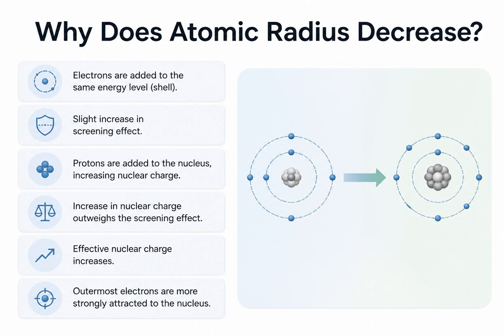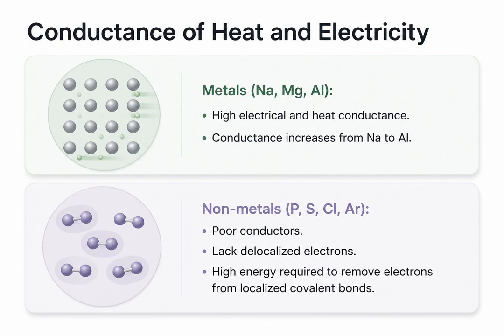As we move across period 3, we are adding electrons to the exact same energy shell. This means the inner shielding or screening effect barely increases. However, we are also adding protons to the nucleus. This increasing positive charge pulls that same outer shell of electrons closer and closer, shrinking the overall radius of the atom. Now, let's talk about conductivity.